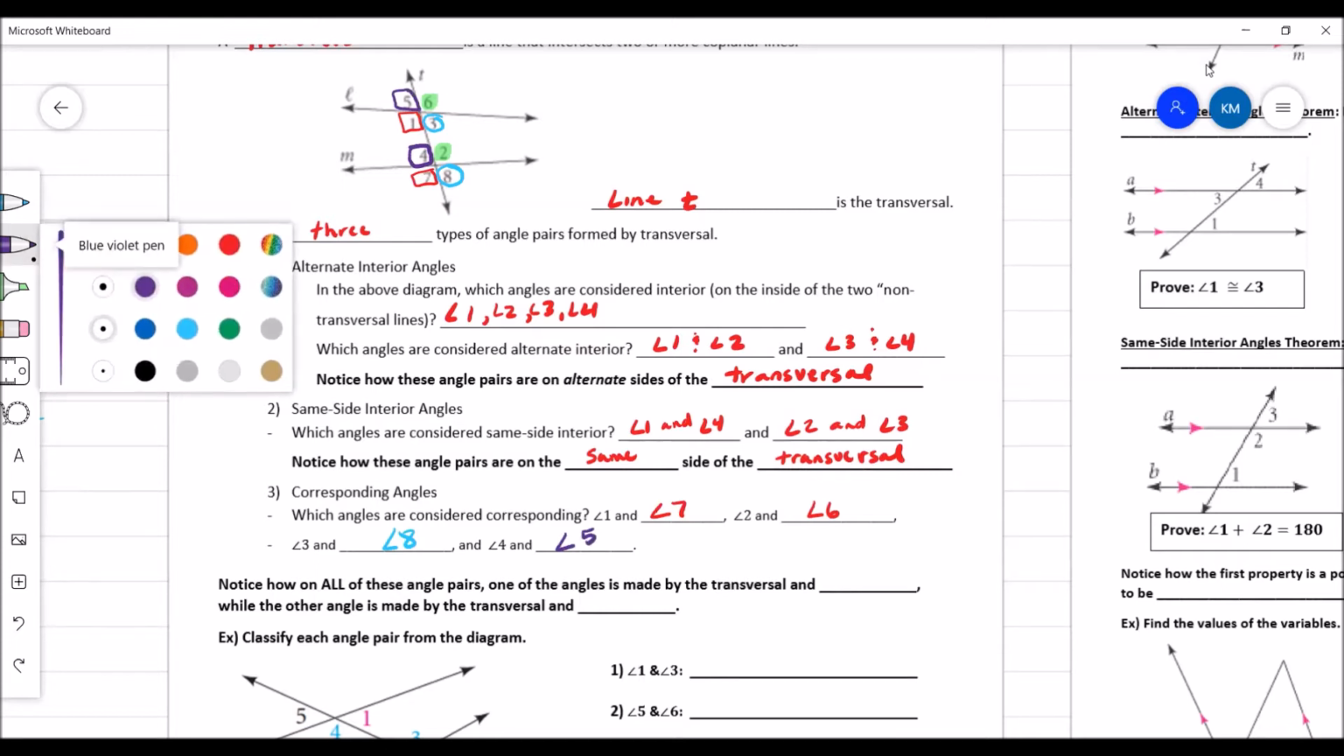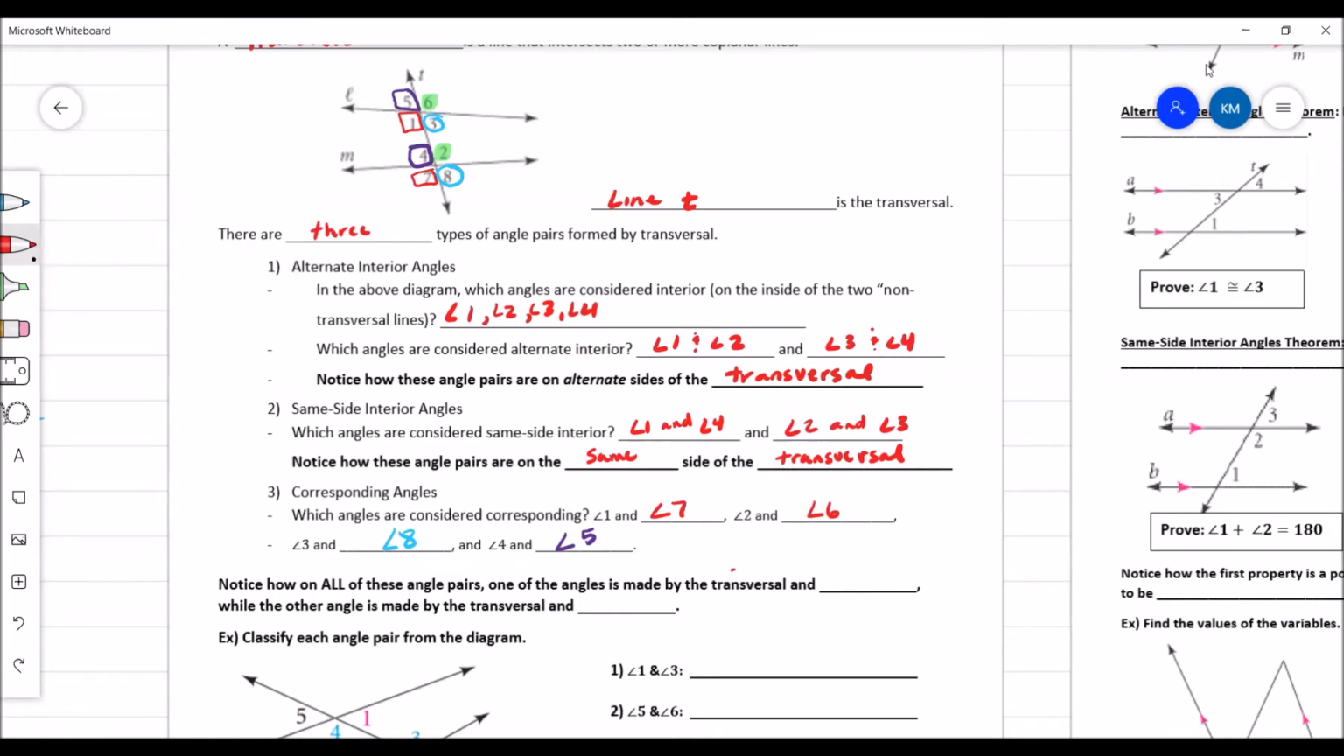You'll notice how all these corresponding angle pairs are made by the transversal and the other line. On all of these angle pairs, one of the angles is made by the transversal and L, and the other is made by the transversal and M. I like to think of them as being in the same position on the other line. 1 is bottom left of L, 7 is bottom left of M, 2 is top right of M, 6 is top right of L. Those are corresponding angles.